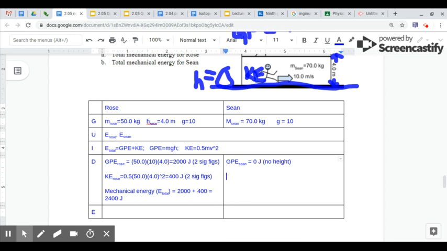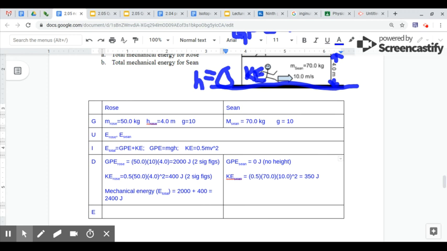Okay, so now we do KE of Sean, and we're just plugging into this formula: 1/2 mv squared. His mass is 70.0, and his speed is 10.0. So he's going to have a ton of kinetic energy. We're squaring that 10, which gives us 100. We're multiplying by 70, which gives us 700. And we're cutting it in half, which gives us 350 joules.